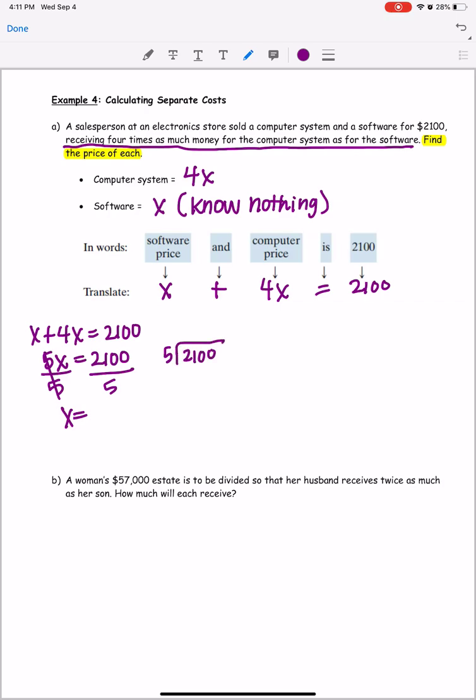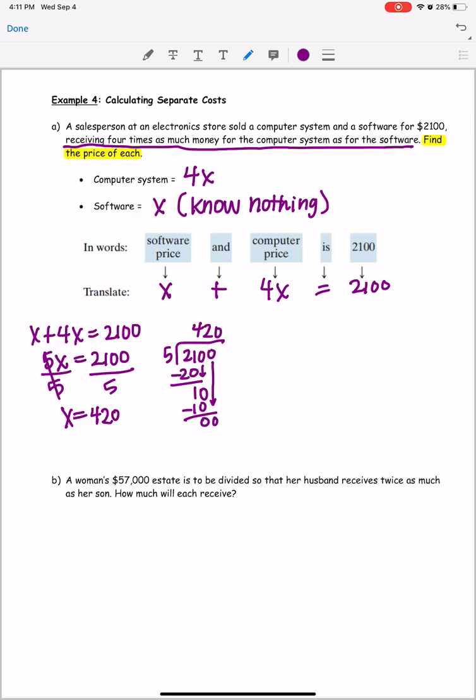All right, 5 goes into 21 4 times. 4 times 5 is 20. Subtract, we get 1. Bring down your 0. 5 goes into 10 2 times. You're not done. 5 times 2 is 10. We do get 0, but you're not done until you bring down all of these numbers. So bring down this last 0. 5 goes into 0 0 times. So X here equals 420.